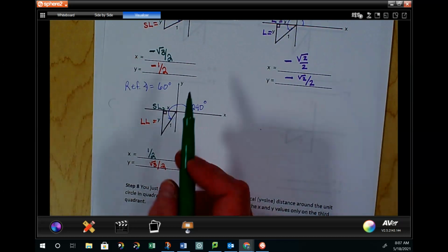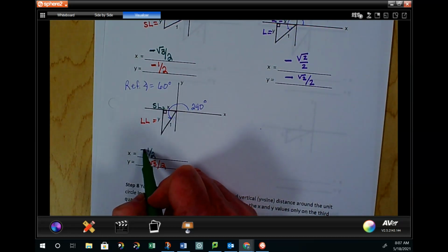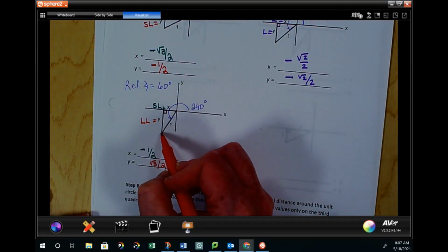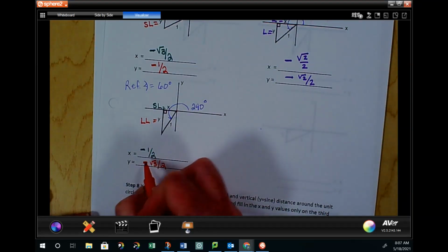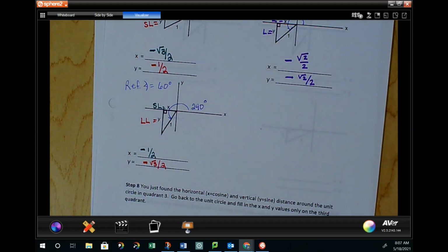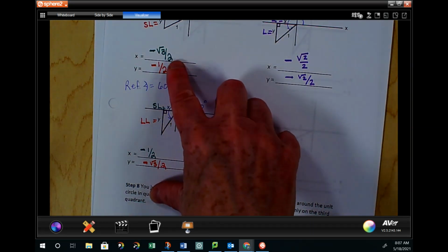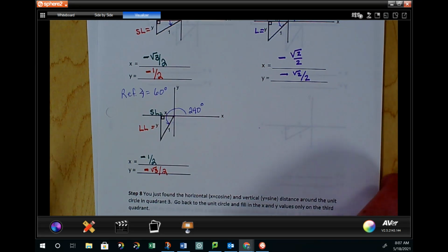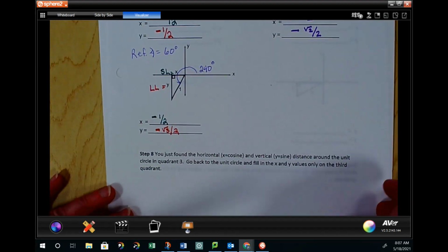And now we're going to look. So I'm going to move to the left, so that has to be negative. And I'm going to move down, so that has to be negative. So in quadrant 3, I want you to think about it. What changed from quadrant 2 to quadrant 3? My things are the same, square root of 3 over 2, 1/2, but something changed. So you have to think about what that change is. And then again, I'll explain step 8 for you for your homework today.